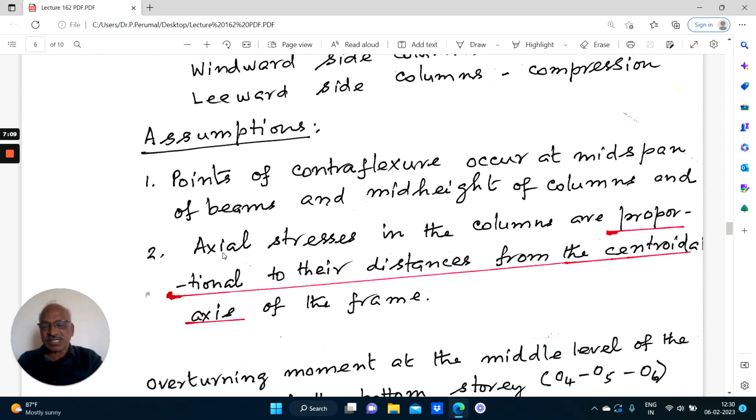Then, the next important assumption is that the axial stresses in the columns are proportional to their distances from the centroidal axis of the frame. We are going to find out the vertical centroidal axis. From the vertical centroidal axis, the nearest column will be subjected to less stress and hence less force. The farthest column will be subjected to maximum force, right? So it is proportional to that. That is why you have to locate the centroidal axis, like you do in the case of centrifugal moment of inertia, A1 x1 plus A2 x2. Like that, the same procedure we are going to use, right?